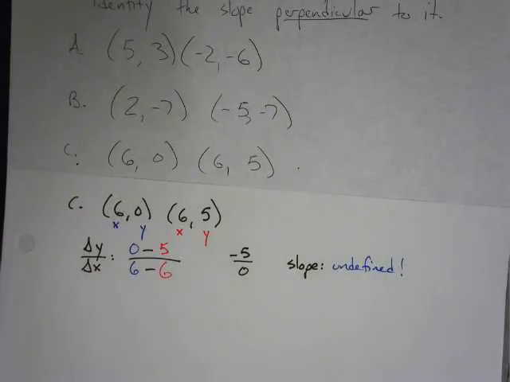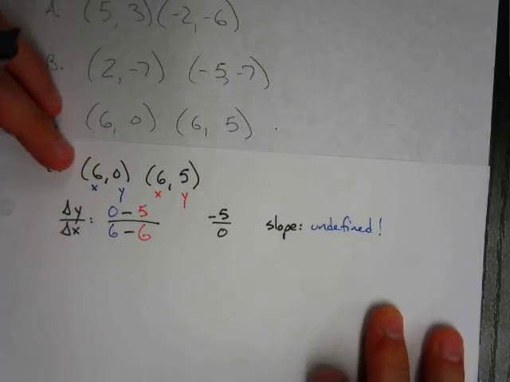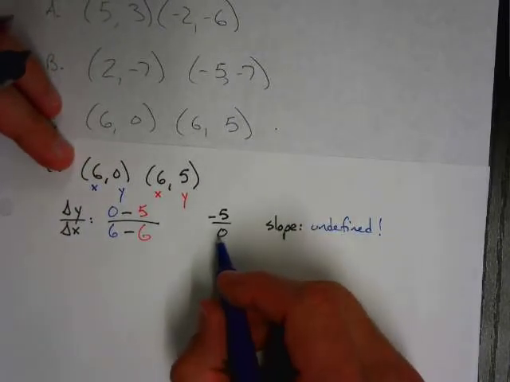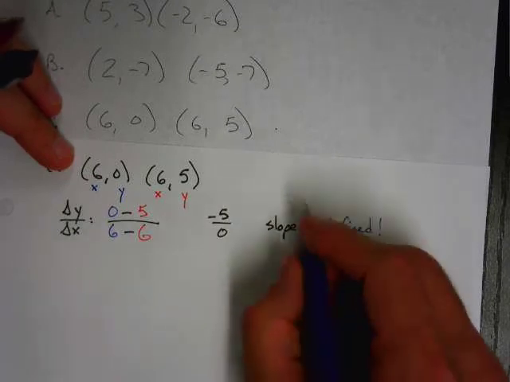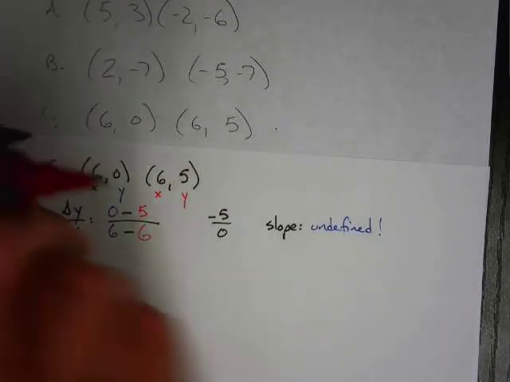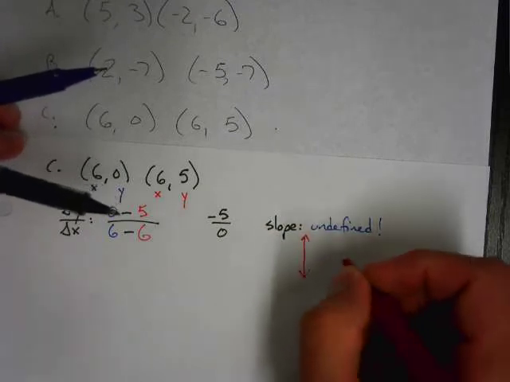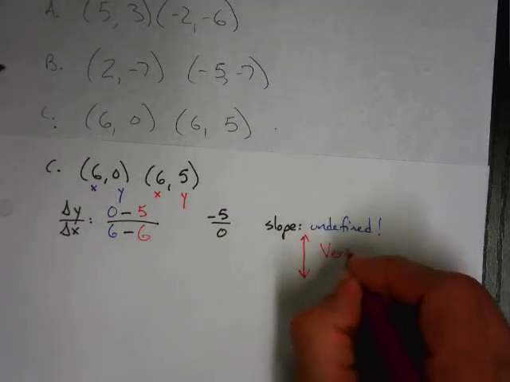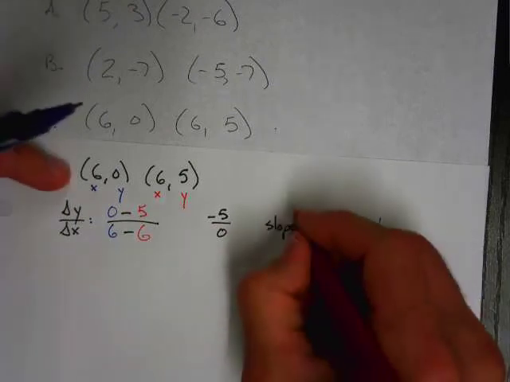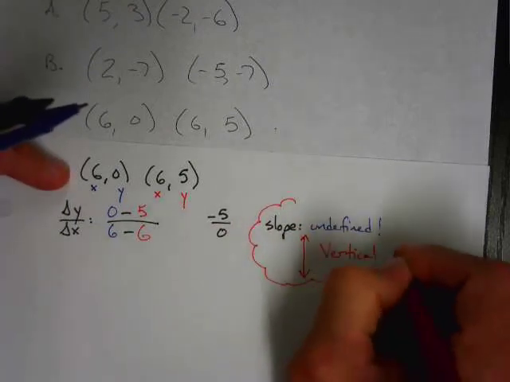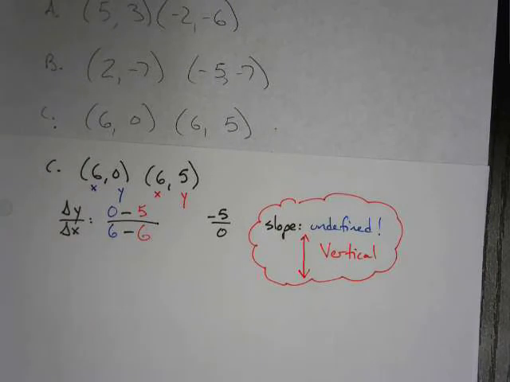So the slope is undefined. What does that mean? That means there's no run, right? There's only a rise. There's no run. It's not going from side to side. So it means the line looks like this. There is no run. And that is a vertical line. That's what it looks like. So the slope of those two ordered pairs is undefined. It's a vertical line.